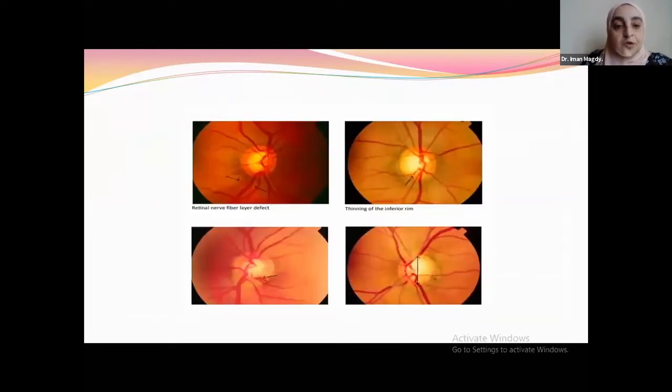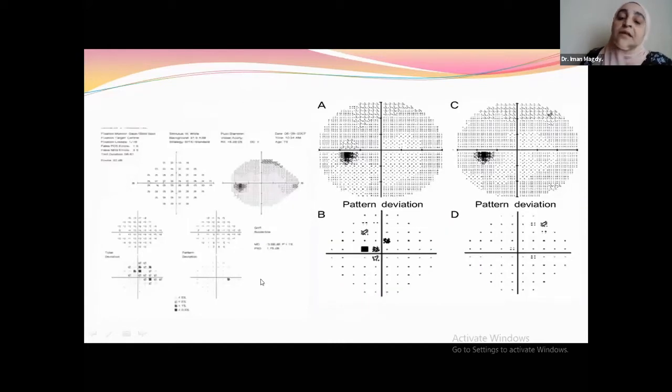This is a diagram showing some diagrams of possible suspicious looking optic discs. Like here we have retinal nerve fiber layer defects, thinning of the rim, increased vertical CD ratio, and a splinter hemorrhage at the edge of the disc. Some field patterns which we usually see are paracentral scotomata or early nasal steps.